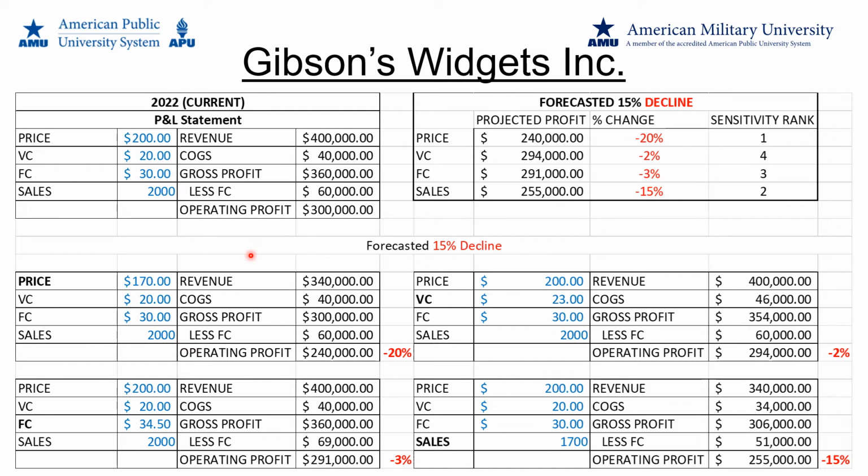In order to apply a sensitivity analysis, the management at Gibson's wants to see a 15% decline forecasted against its known numbers. In this instance, our independent variables are price, variable costs, fixed costs, and then sales. The 15% decline is applied against each one of those independently while leaving the remaining at their known constants. In doing so, we can evaluate what is the impact to the dependent variable, the operating profit. And from this, we see that the price to the consumer is most susceptible, or most sensitive. We can dive into this with some further analysis, as seen on the next slide.